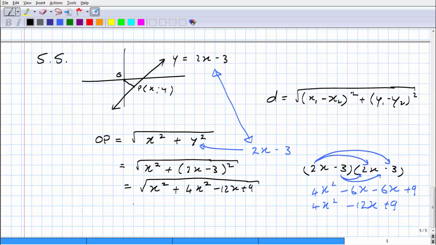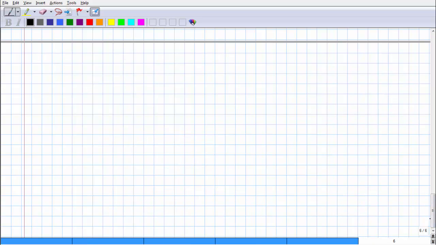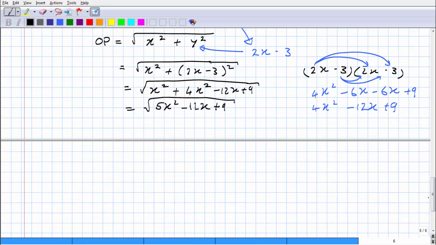So hopefully I haven't made a mistake there. And we can then simplify that further and say that's 5x squared minus 12x plus 9. So we've now got our simplified version of everything in terms of x. And we say, okay, well, if that's our simplified version, then what do we do next? We know we've got to derive.